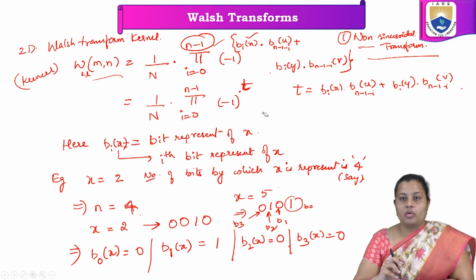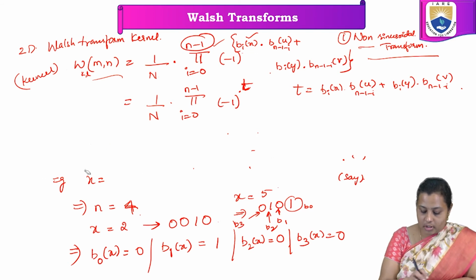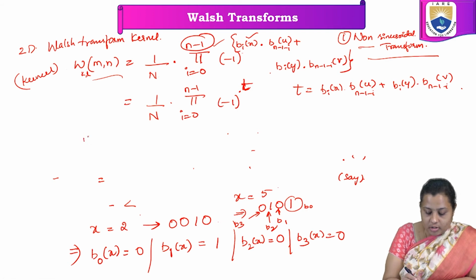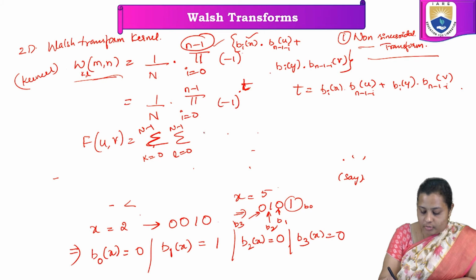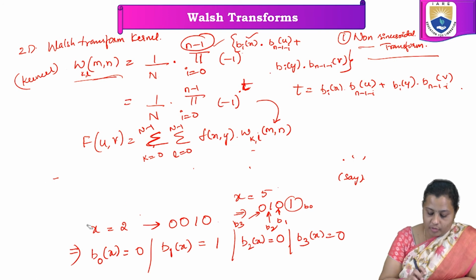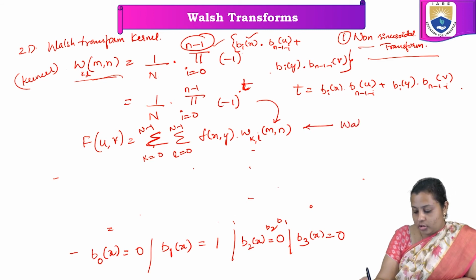So if this is my coefficient matrix, and my transformation kernel is w of x, y, then my transformed image f can be written as a double summation where k equals 0 to n minus 1, l equals 0 to n minus 1, of f of x comma y into w of k l m n, which is given by this equation. This is my Walsh transformed image.